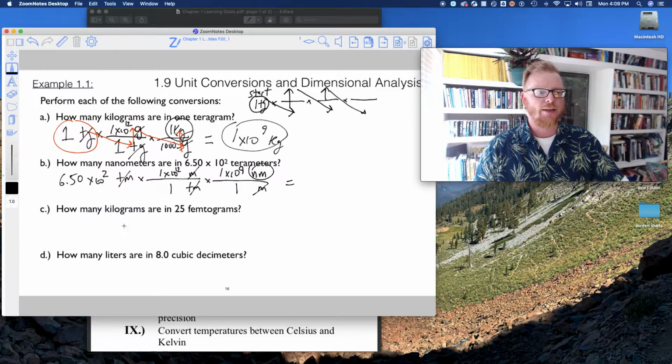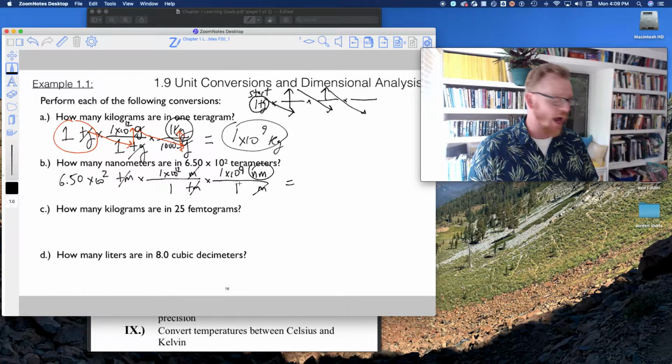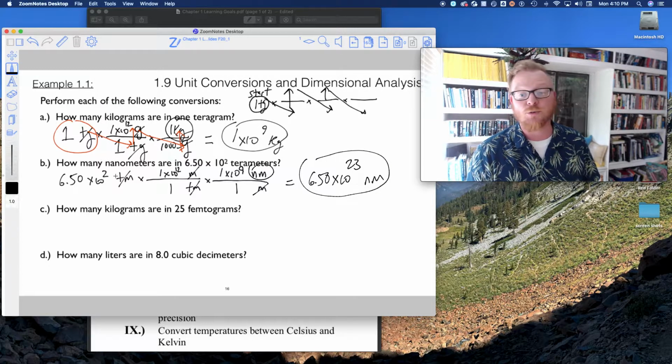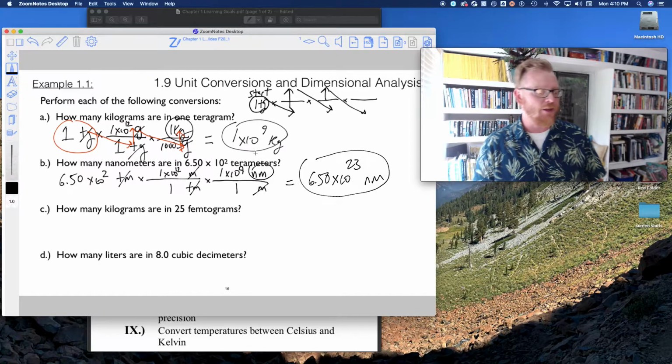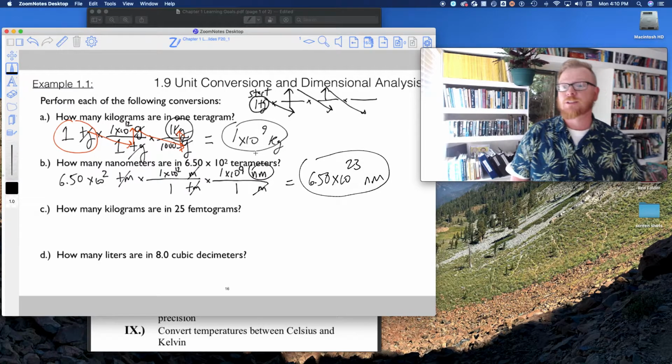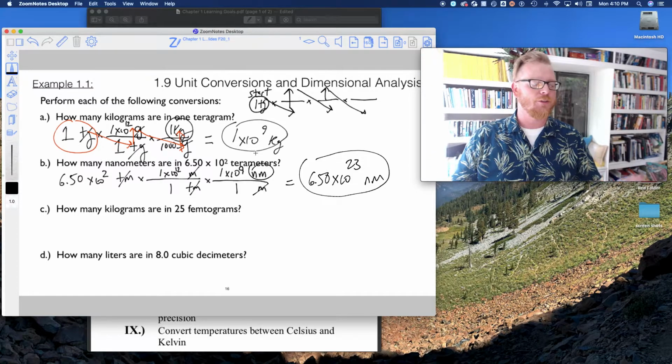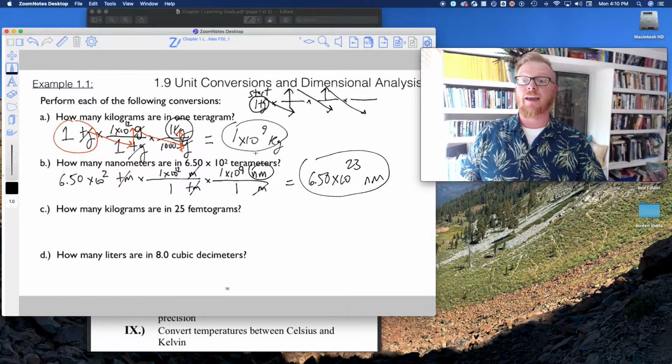Okay, equals. And so now my math is going to be 6.5 times 10 to the 2 times 1 times 10 to the 12 times 1 times 10 to the 9. And that's going to give me a big number. That's going to give me 6.50 times 10 to the 23 nanometers. And that makes good sense because a nanometer is really, really small and a terameter is really, really big. So it makes sense that we would have a really large amount of nanometers to fit in a terameter.